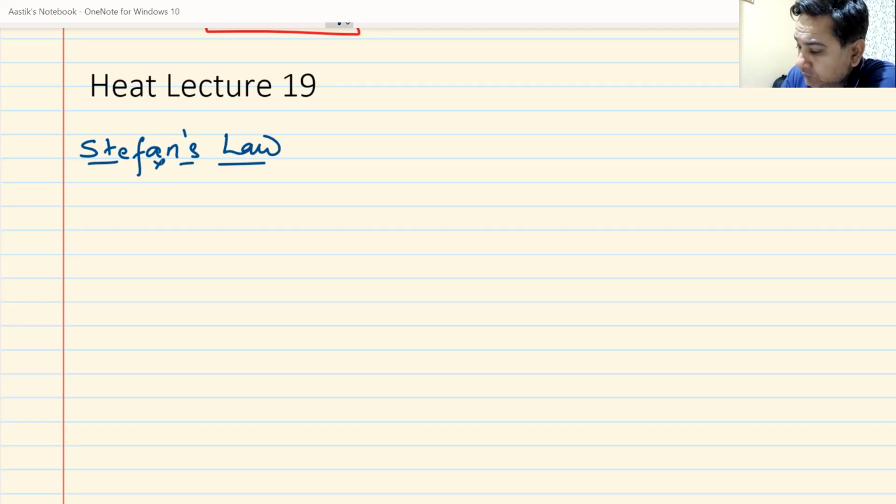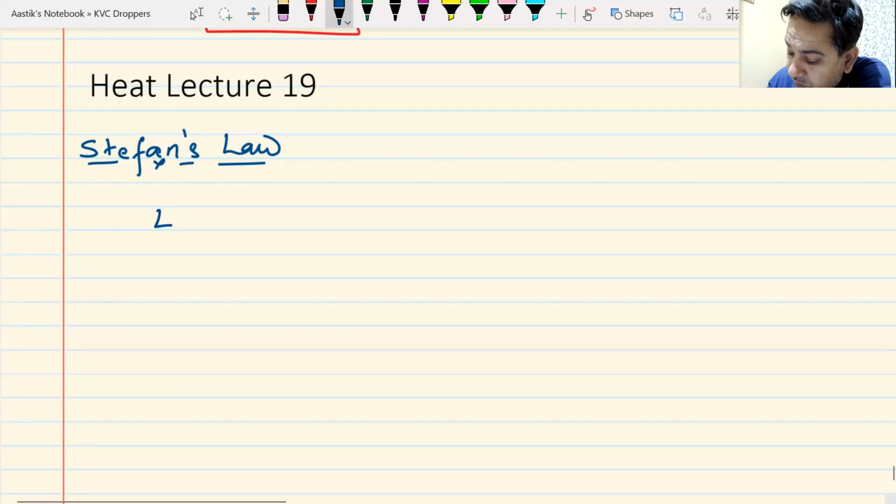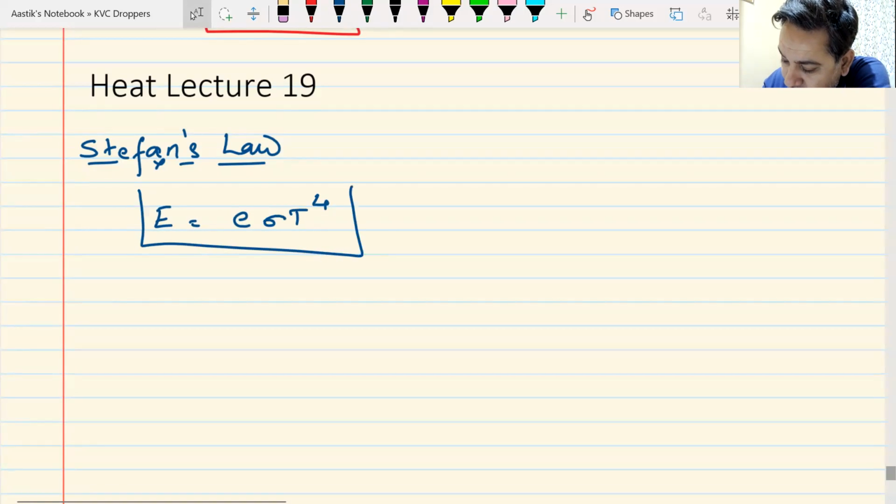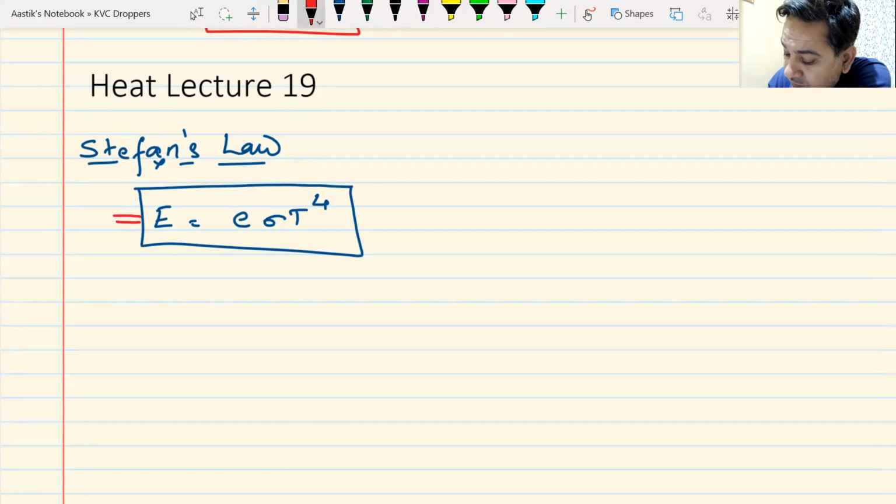The emissive power of any body is equal to e sigma and its temperature, if I write that temperature as capital T in Kelvin, raised to the power of 4. Do we remember this? Now, this small e is the emissivity, this capital E is the emissive power. We do remember this. This capital E is emissive power.